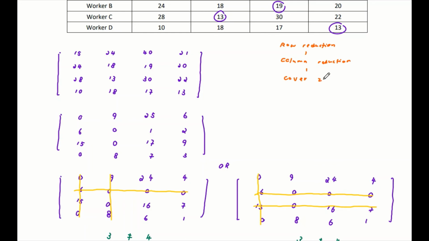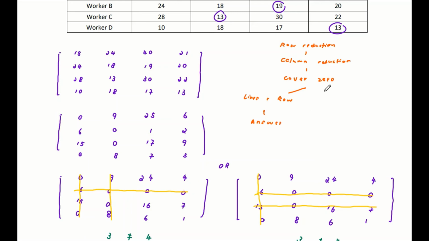So after you use it to cover the zero, then normally there will be two cases. So the first one is you straight away can get the number of lines is equal to the number of rows. Okay, then which means that you already get your solution, then you can start to circle your zero, then you'll find out your answer already. So basically that gives you the answer.